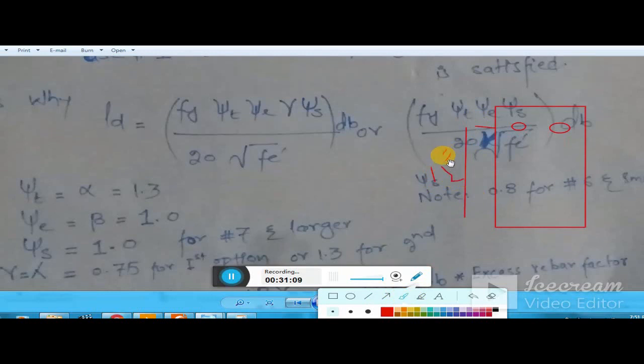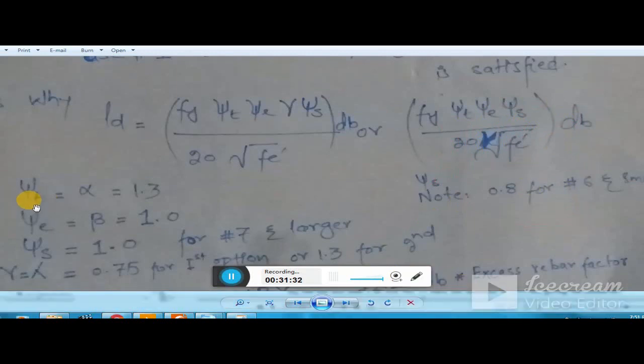Then we can say this is top reinforcement. Clear? This is top reinforcement, and the first one is bottom reinforcement. Sorry, the first one is bottom reinforcement, and the bar which you place for negative reinforcement, and there is more than 12 inches concrete below that, so this is called top reinforcement. So we have the top reinforcement case here.